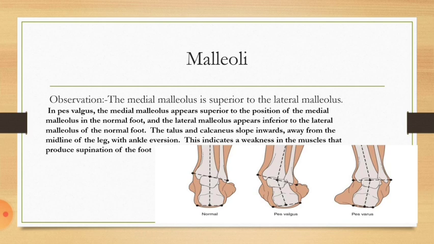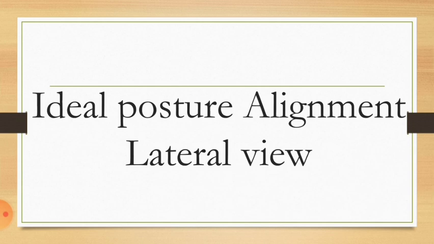In pes varus, the medial malleolus appears inferior to position of medial malleolus in normal foot, and the lateral malleolus appears superior to lateral malleolus of normal foot. The talus and calcaneus slope outwards with the ankle inversion. This indicates weakness in the muscle that produce pronation of the foot.